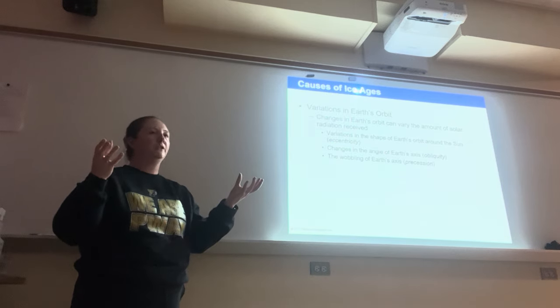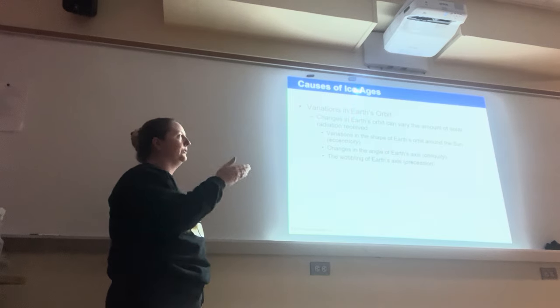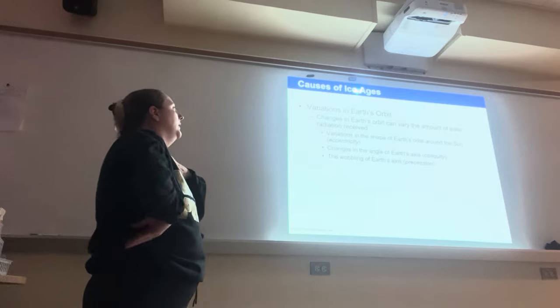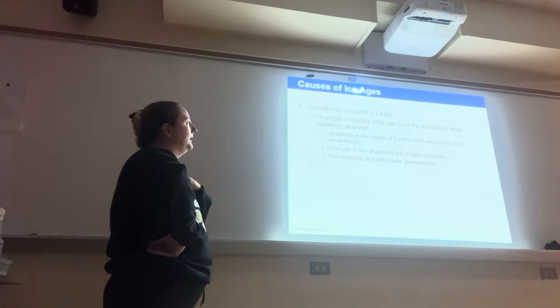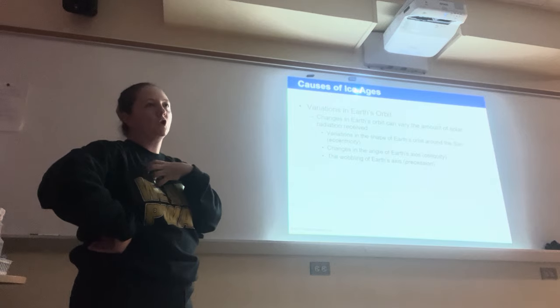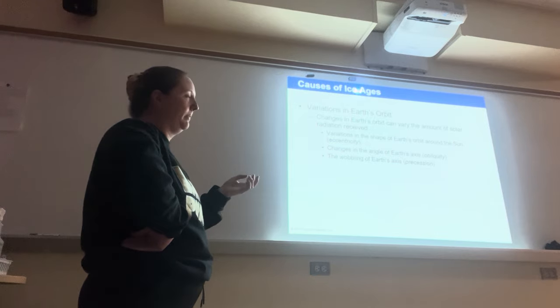Earth's orbit is not perfectly circular, it's pretty close, but there are periods of the year where Earth is closer to the sun and further from the sun because it's slightly oblong. So for us, the Northern Hemisphere residents, we are actually closest to the sun during our winter and furthest from the sun during our summertime.